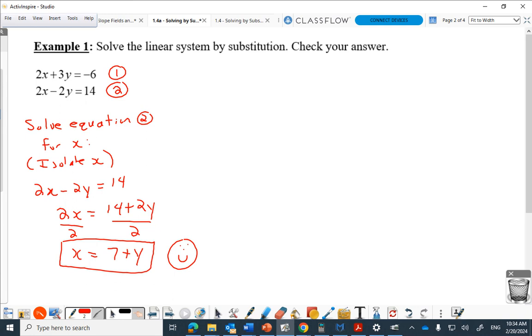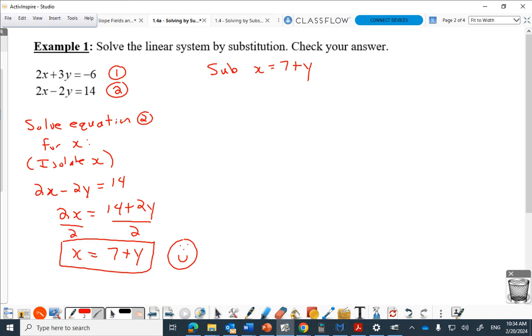Does anyone know the fancy next sentence to do once I've isolated x? Yes? Yeah, sub x equals 7 plus y. And if you've got a shorter way to write this, that's okay. I'm not going to hammer your little steps. That's not what I'm about. But I better see some steps in your homework.